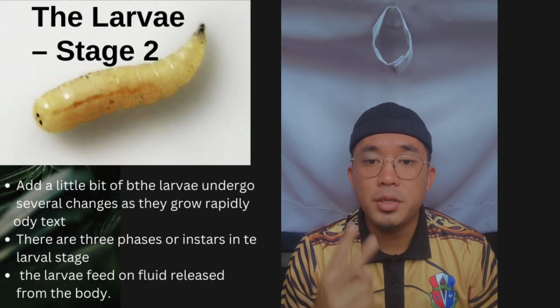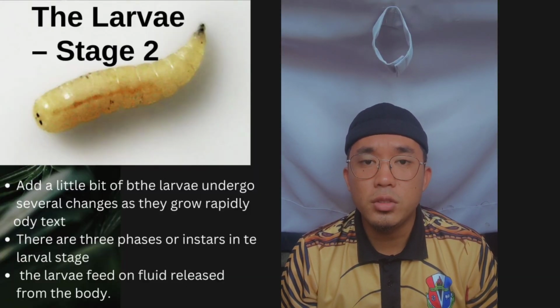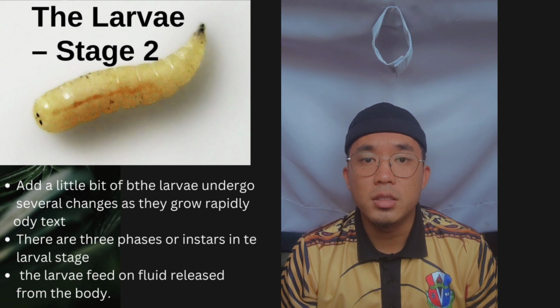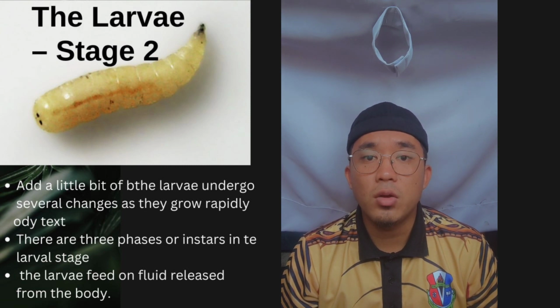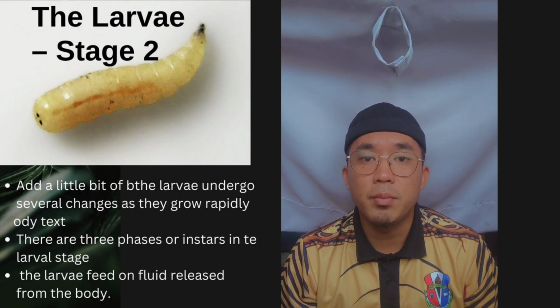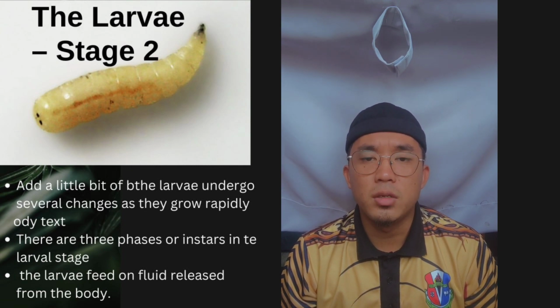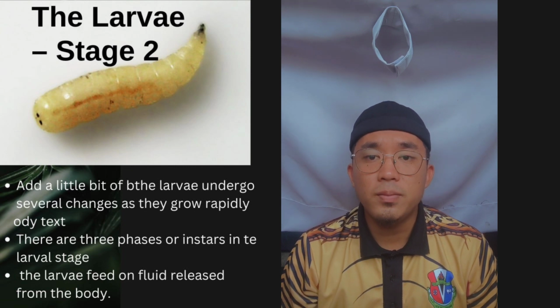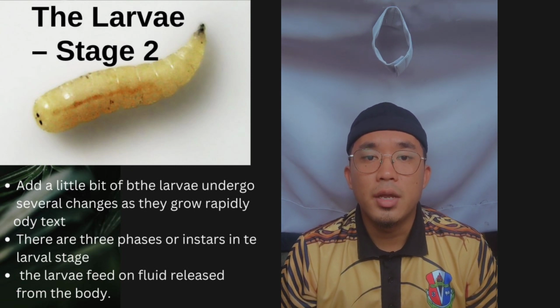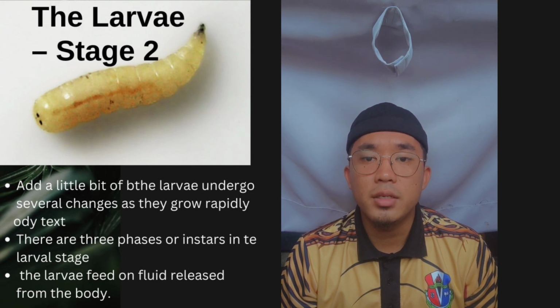Okay, next is stage 2. Stage 2 is the larva. When the eggs hatch, the emergent larvae can also be referred to as maggots. During this stage, the larvae undergo several changes as they grow rapidly. There are 3 phases of instar in the larva stage. The larva molts several times by shedding layers of skin before each instar stage.